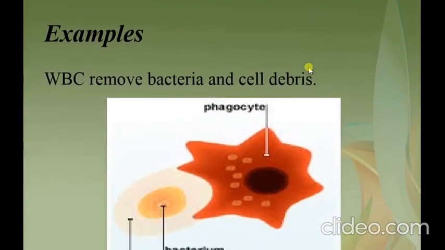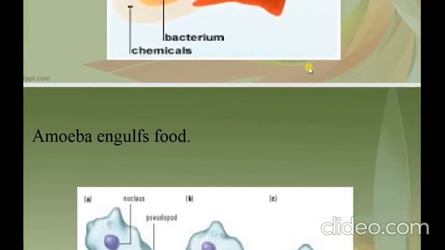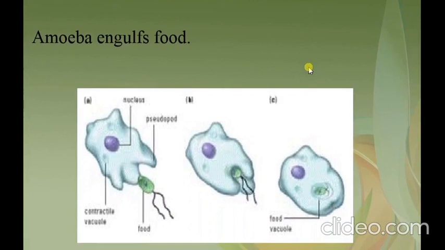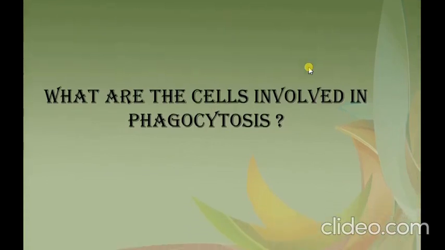Examples are given like WBCs removing bacteria and cell debris. Then the amoeba engulfs its food by the process of phagocytosis only. As you can see, the food comes near the amoeba, and then it takes up the food. First a pseudopod is formed, and then the food is taken inside the cell. Similarly, a drug is taken inside the cell.